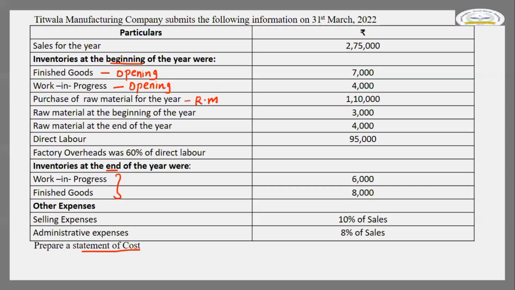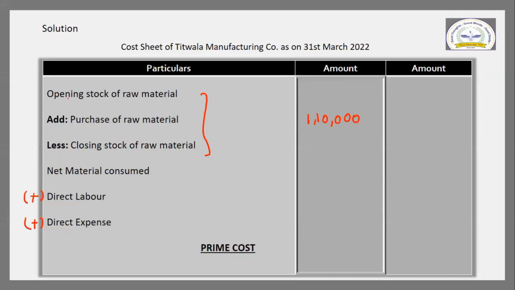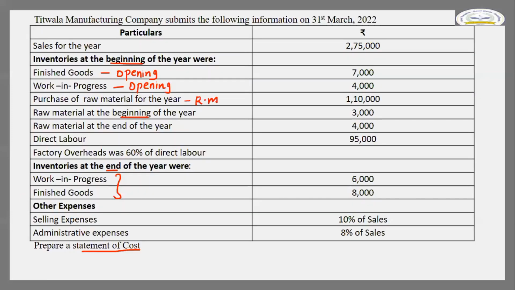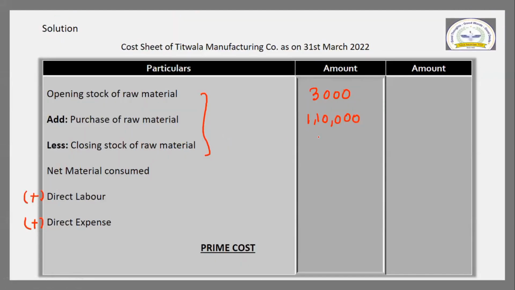Next is given raw material at the beginning of the year. It means opening, 3,000 rupees. So see, first item, opening stock of raw material, amount is given 3,000 rupees. I hope you are understanding. Next, raw material at the end of the year. It means closing stock of raw material. So we'll write 4,000 rupees closing stock of raw material. And wherever we are going to write this, in the bracket, because this we are going to less from the total.